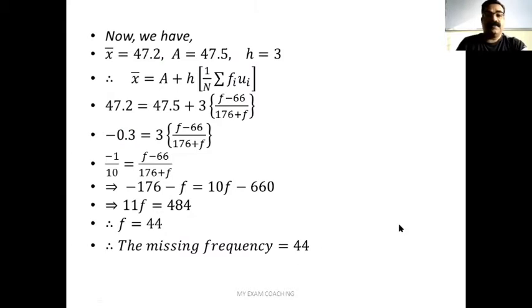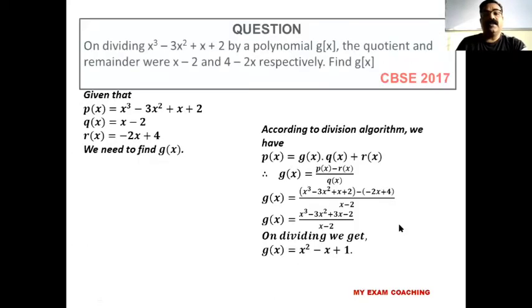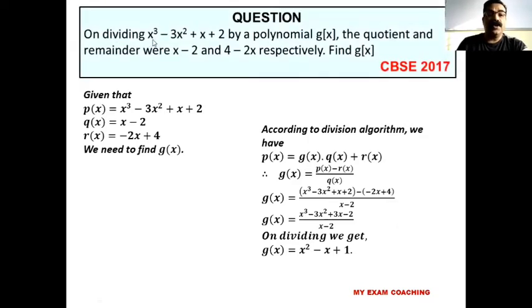Okay, so let us go to the next question. So the next question is here. On dividing x cube minus 3x square plus x plus 2 by a polynomial g(x), the quotient and the remainder were x minus 2 and 4 minus 2x respectively. Find g(x). So this question is selected from CBSE 2017 paper, and this question is from your chapter number 2, polynomials. The quotient and the remainder are x minus 2 and 4 minus 2x respectively.